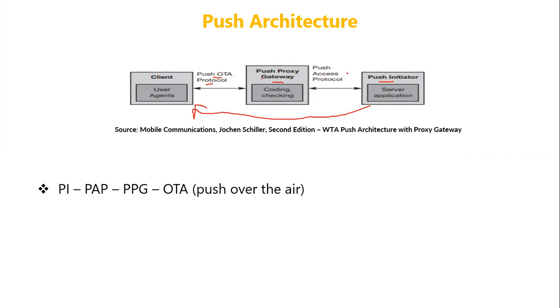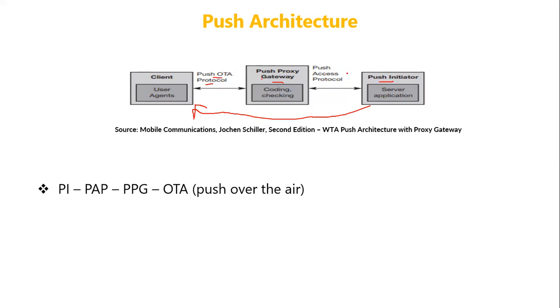Checking includes mapping of a client address onto a format valid in the mobile network. Checking means converting the client address to a proper format that will be understandable by the mobile network. Additionally, it may be necessary to locate the client first. The content may be transcoded to gain greater efficiency during transmission. It may encode the message and then send. Sometimes, if required, PPG can also send success or failure messages to PI, whether the push was a success or not, all these things.